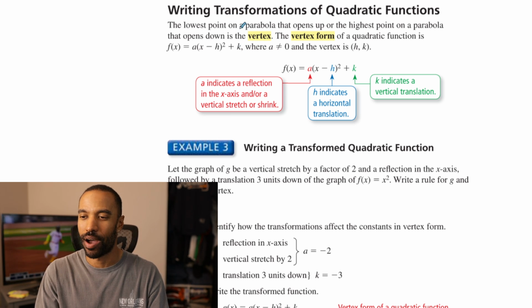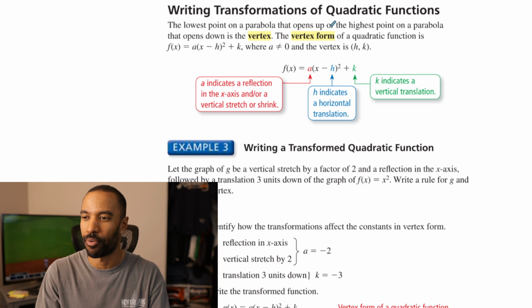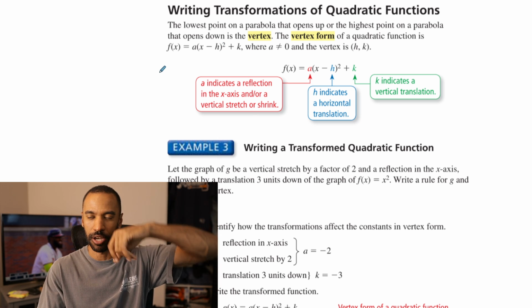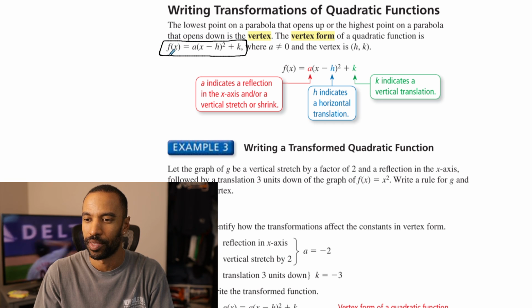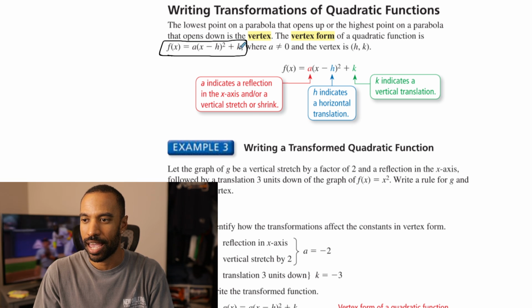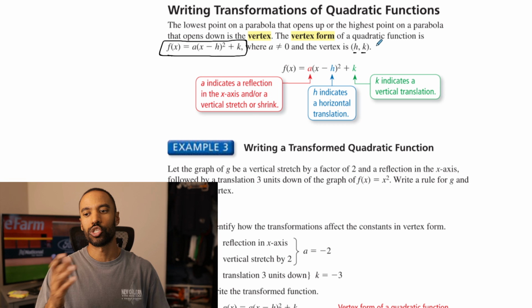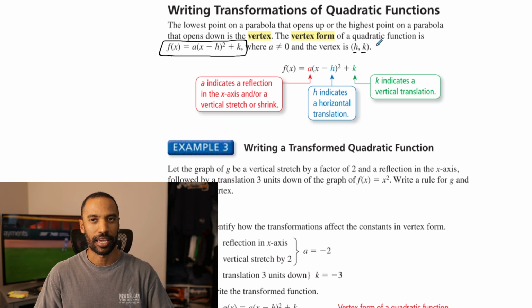Writing transformations of quadratic functions. The lowest point on the parabola that opens up, or the highest point on the parabola that opens down, is the vertex, where it bottoms out or where it tops out. The vertex form of a quadratic function is this. A, h, and k are involved. A can't equal 0, and the vertex is at (h, k). So this is where we can do those graphs in that way, like I stated.